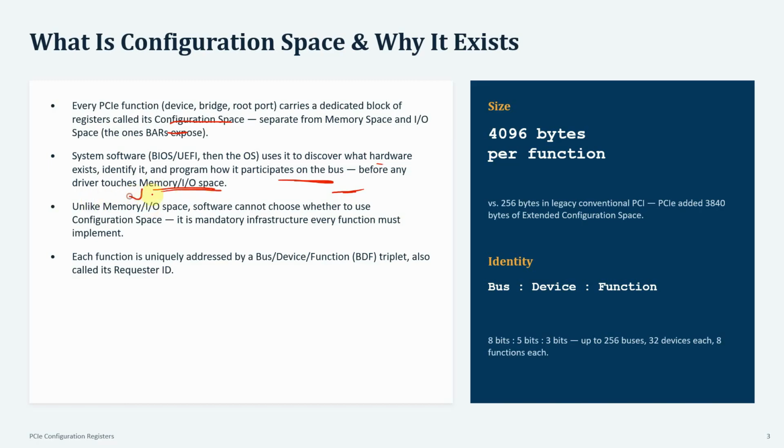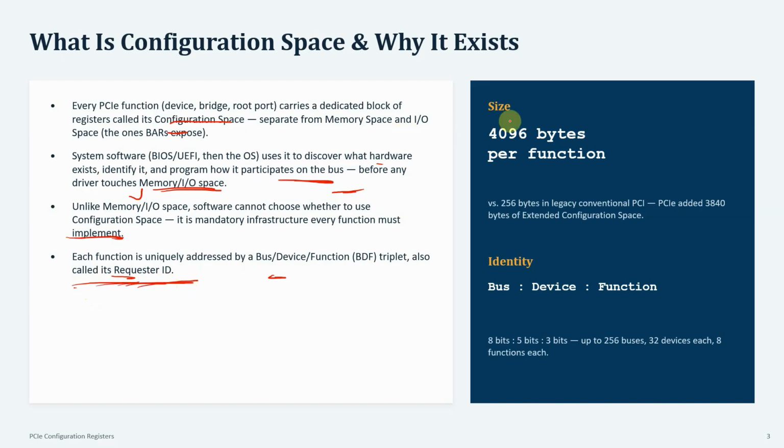And unlike memory or input output space, software cannot choose whether to use configuration space. It is mandatory that every function should implement this configuration space. It's not an optional feature. The configuration space should be present within every particular function, and each function is uniquely addressed by a property known as BDF, which is nothing but bus number, device number, and function number, also known as its requester ID.